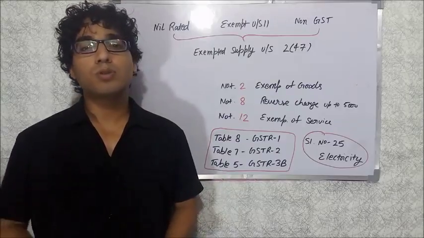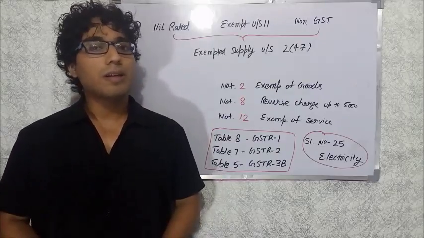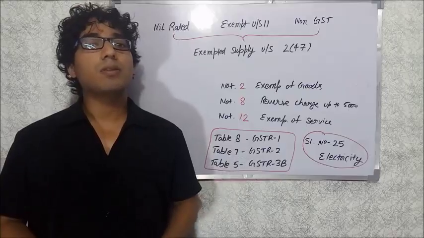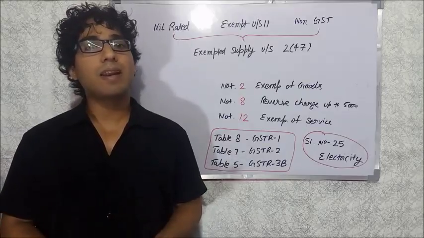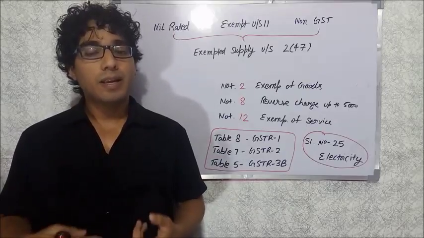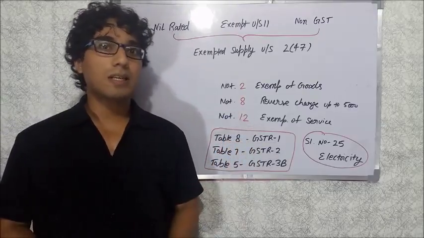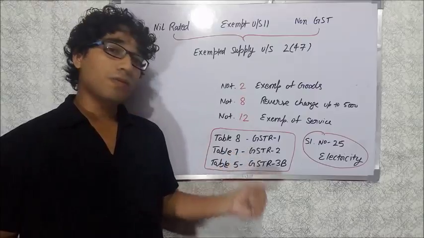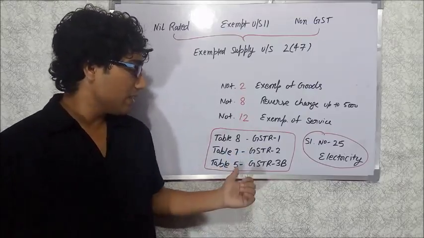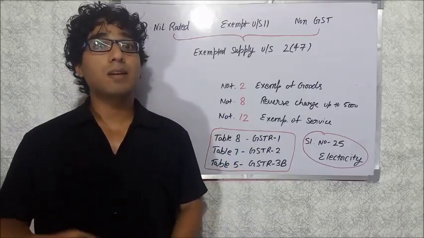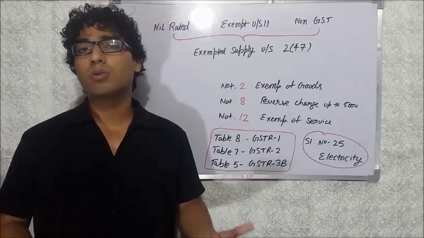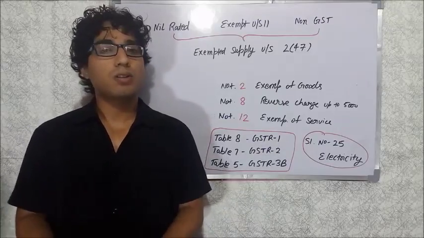So why is it important to understand this? It is important because the details relating to nil rated, exempted as well as non-GST supply are given under table number 8 of GSTR 1, table number 7 of GSTR 2, as well as table number 5 of GSTR 3B in respect of inward supply of those nil rated, exempted as well as non-GST supplies.